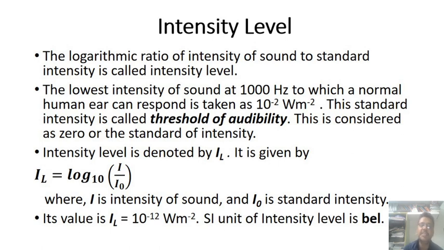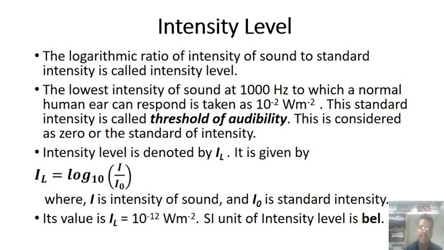The lowest intensity of a sound at 1000 Hz to which a normal human ear can respond is taken as 10 to the power minus 12 watts per meter squared. This standard intensity is called the threshold of audibility. This is considered as 0, the standard of intensities. Intensity level is denoted by IL. It is given by IL equals log base 10 of I by I0, where I is the intensity of sound and I0 is the standard intensity.